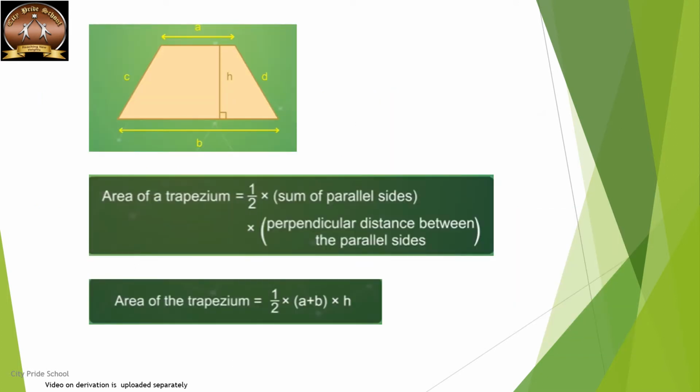Now we have already seen a video to understand that the area of a trapezium is equal to half into the sum of parallel sides into the perpendicular distance between the parallel sides. So if A and B are the parallel sides, then the area of a trapezium can be easily found by half into (A plus B) into H, where H is the distance between the two parallel sides. So let us solve some problems based on this formula.